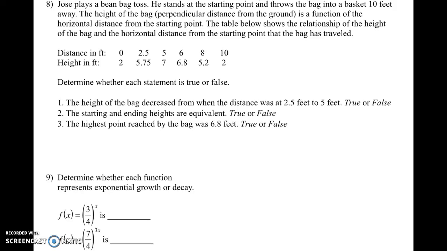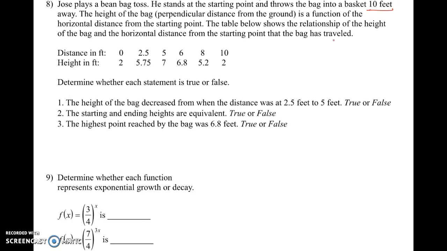All right, we're on SBAC Practice Questions 2, number 8. So let's get right into it. Jose plays a bean bag toss. He stands at the starting point and throws the bag into a basket 10 feet away. The height of the bag, perpendicular distance from the ground, is a function of a horizontal distance from the starting point. The table below shows the relationship of the height of the bag and the horizontal distance from the starting point of the bag.